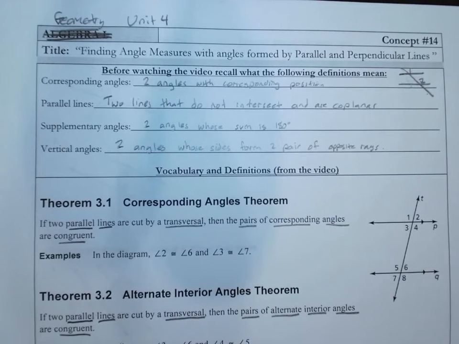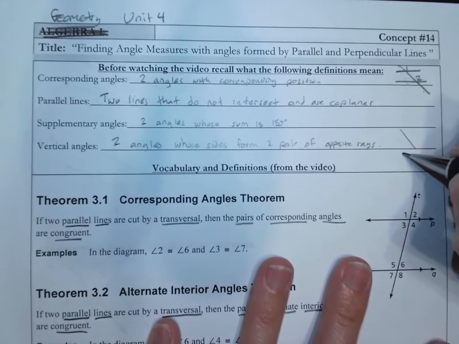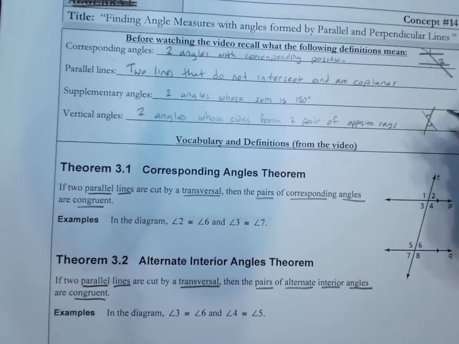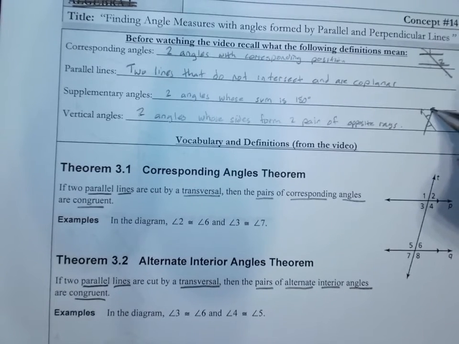And vertical angles are two angles whose sides form two pairs of opposite rays. An example of vertical angles would be these two here. We also should remember that vertical angles are always congruent.